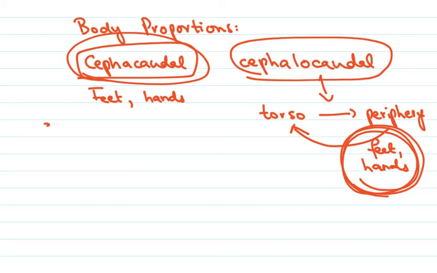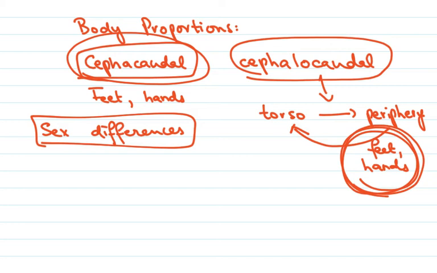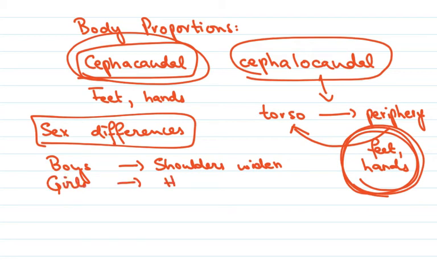Then there are sex differences in terms of body proportions as well, right? Now, what are these sex differences? When we look at boys, their shoulders are becoming wider relative to their hips, whereas in girls you will see the opposite trend, that the hips tend to widen relative to the shoulders, right? So that's another thing that's different, right?